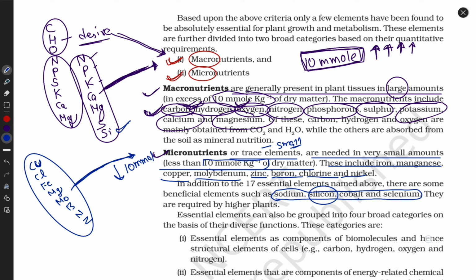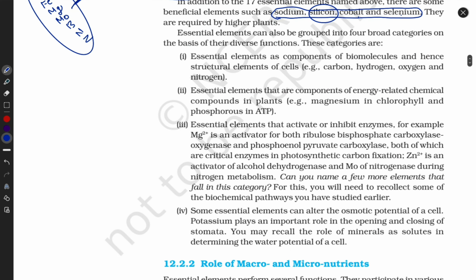Okay, guys? Here are some other essential criteria. Essential elements can be grouped into 4 broad criteria. Some elements are useful for energy, so put them separately. Some are useful for structural elements, then put them in another criterion. So they are divided into 4 criteria.